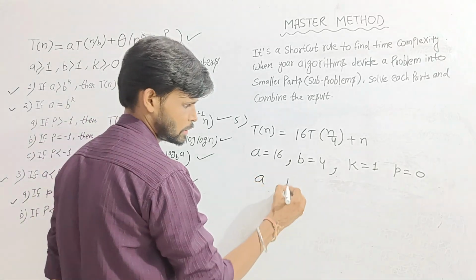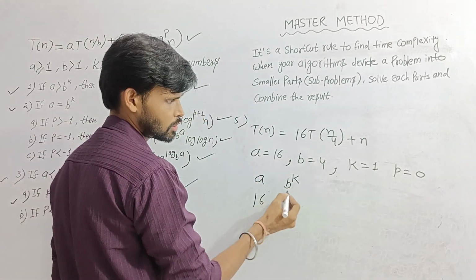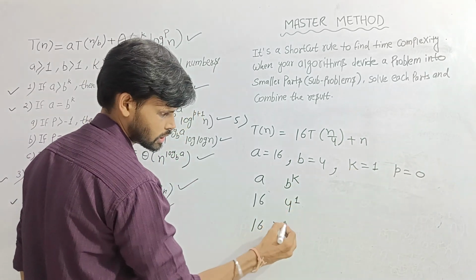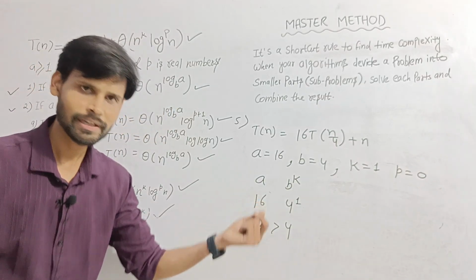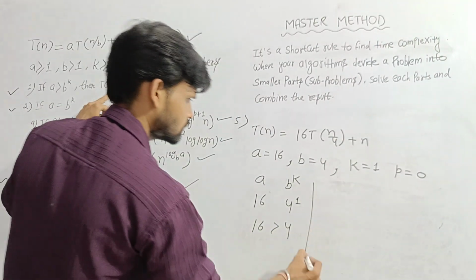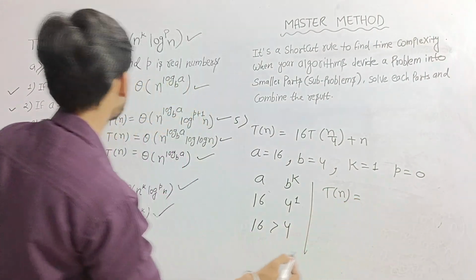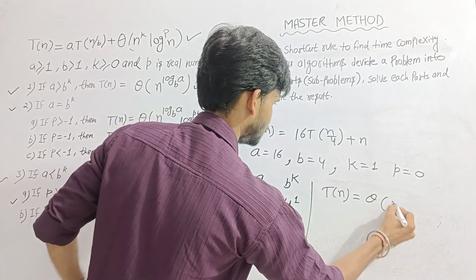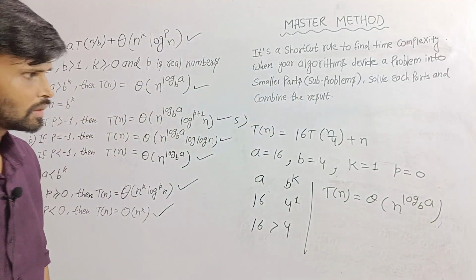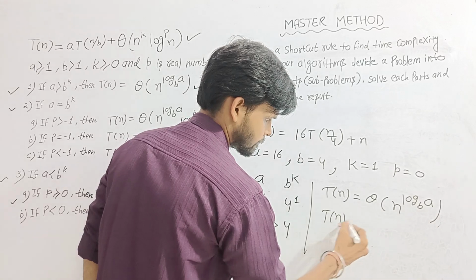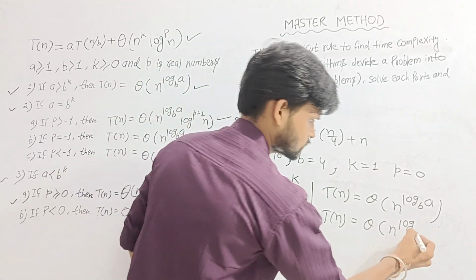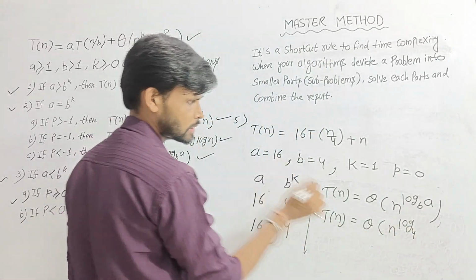So check the relation between a and b power k. What is the value of a? That is 16. What is b? 4. What is k? That is 1. So here you can see 16 is greater than 4. Which case will be applicable? Case number 1, a greater than b power k. So you will directly apply T of n equal to theta n power log base b of a. What is the value of b? That is 4. What is the value of a? That is 16.